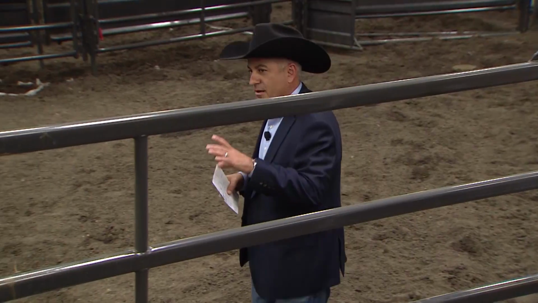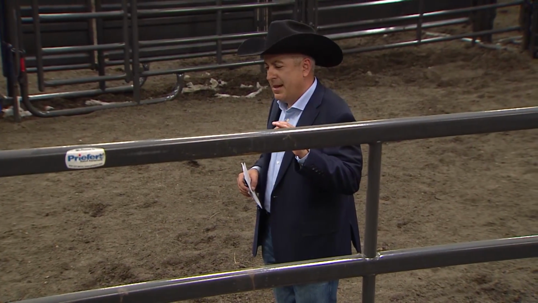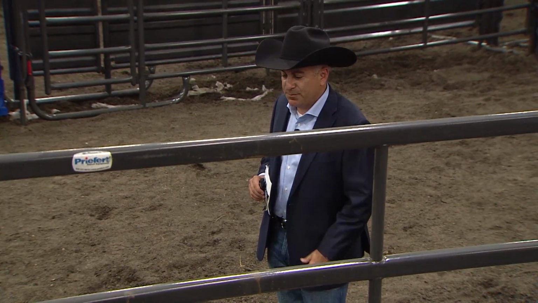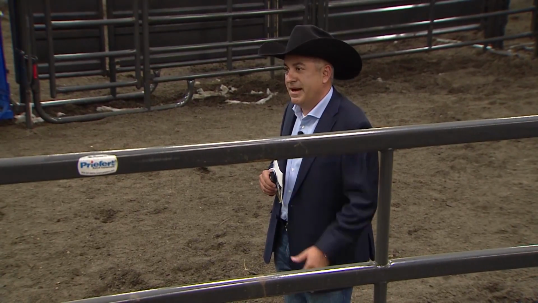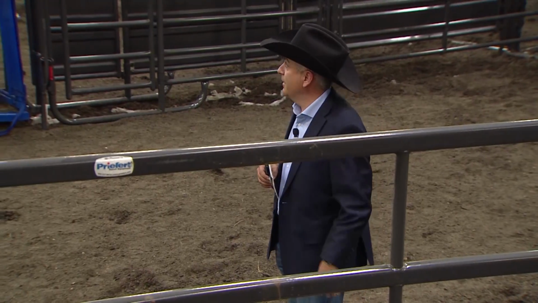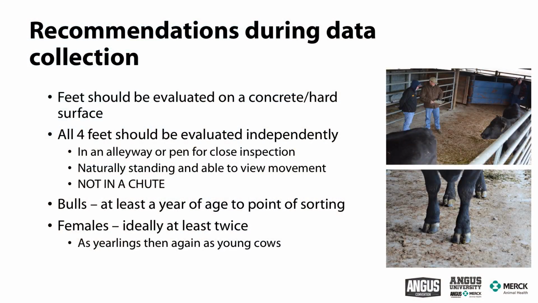But I don't think you can evaluate their heel depth very well when they're standing in a chute and they're not necessarily naturally standing. So we've got some producers that'll look at the shape of their feet in a chute. They'll let them out and they'll put a second score on in terms of their foot angle and their heel depth. Again, the bulls, just to reiterate, you've probably got one time to capture that data.